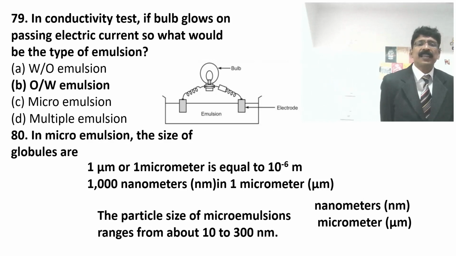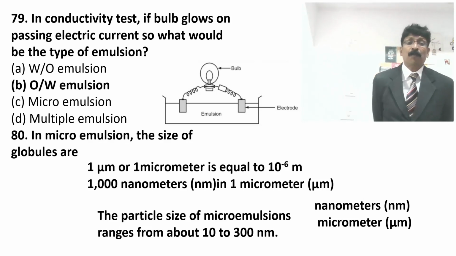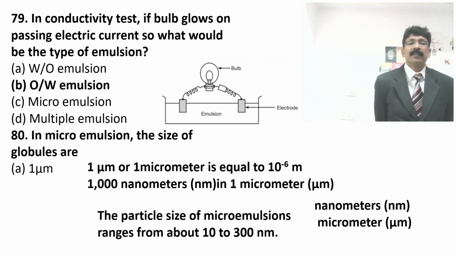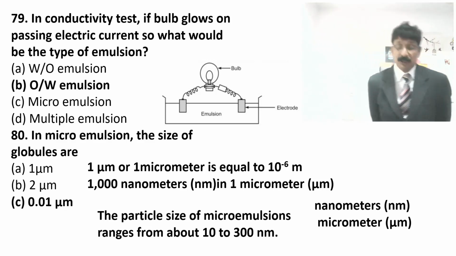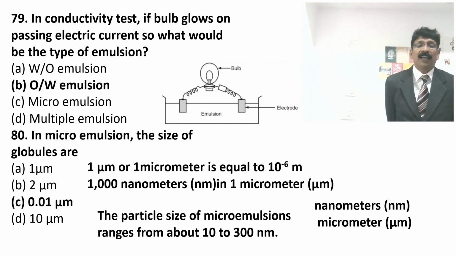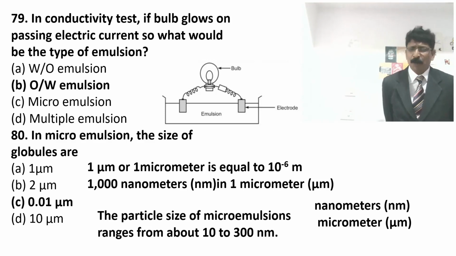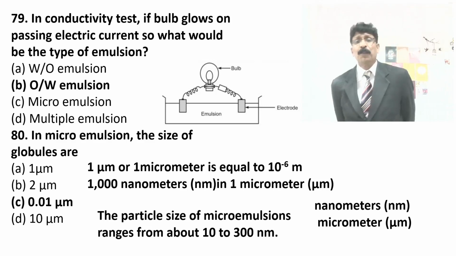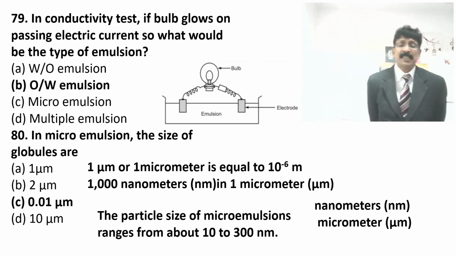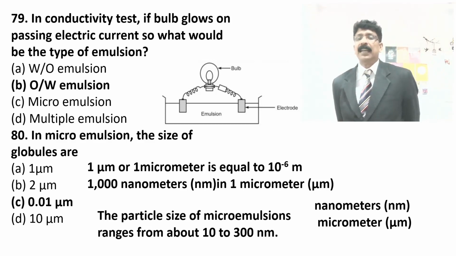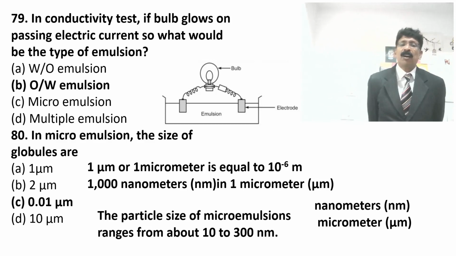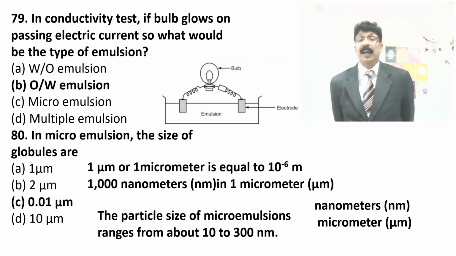When you see here, in microemulsion, the size of the globules options are given: 1 micron, 2 micron, 3 micron, 0.01 micron and 10 micron. The answer is 0.01 micron, because you should know the particle size of microemulsion ranges from 10 to 300 nanometer. nm means nanometer. So 1 micron is equal to 1 micrometer, which is 10 to the power of minus 6 meter.